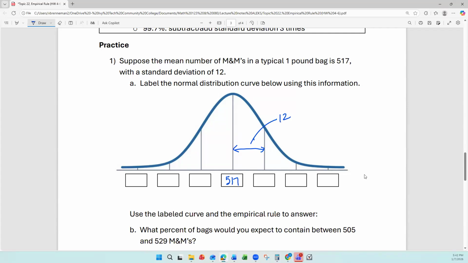So we're going to take that mean value and start adding 12. 517 plus 12 is 529. Plus 12 again is 541. And plus 12 again is 553. And then going the other direction, if we subtract 12, 517 minus 12 is 505, and 505 minus 12 is 493, and 493 minus 12 is 481.